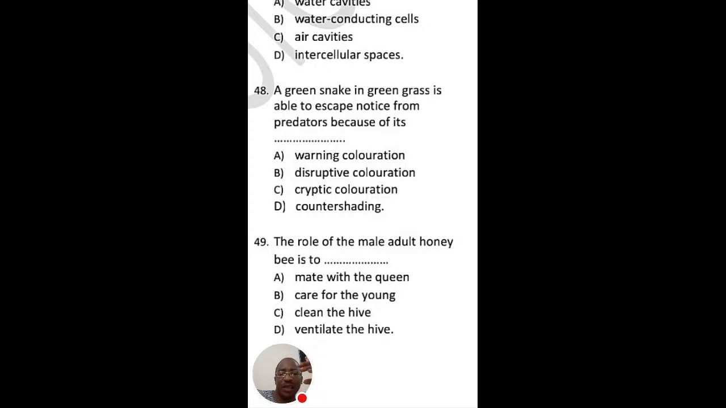Now, when the drones are many and food supply is less inside the hive, what usually happens is that the workers will sting the drone to death, just to reduce the population of the drones. So be informed that the answer to this question is A. The role of the male adult honeybee, which is the drone, is to mate the queen.